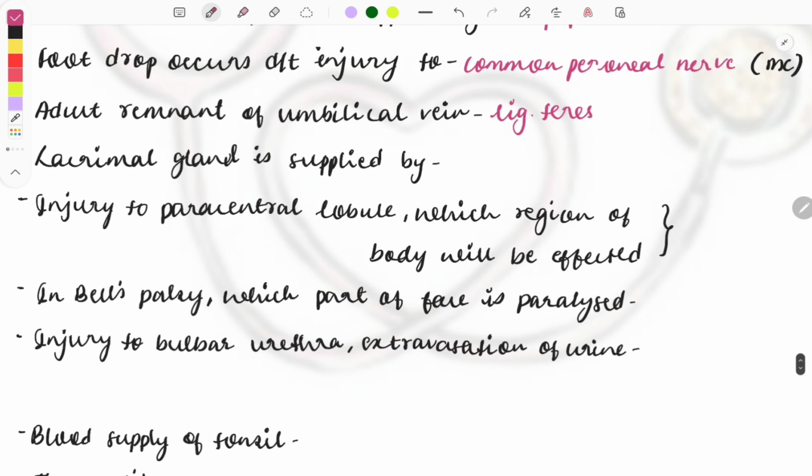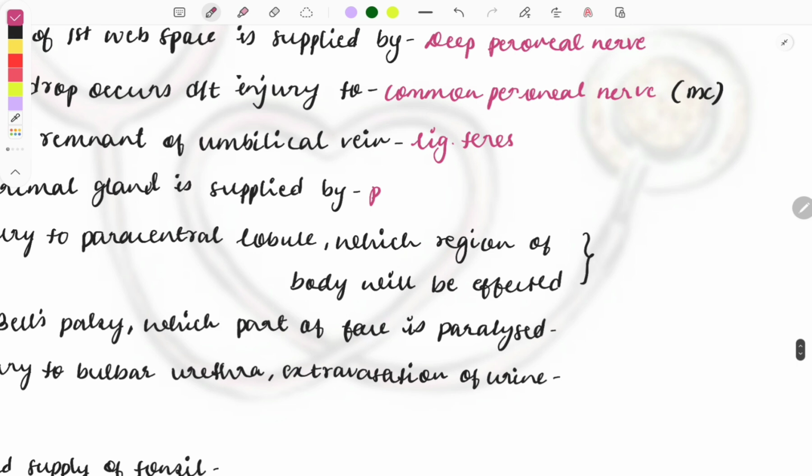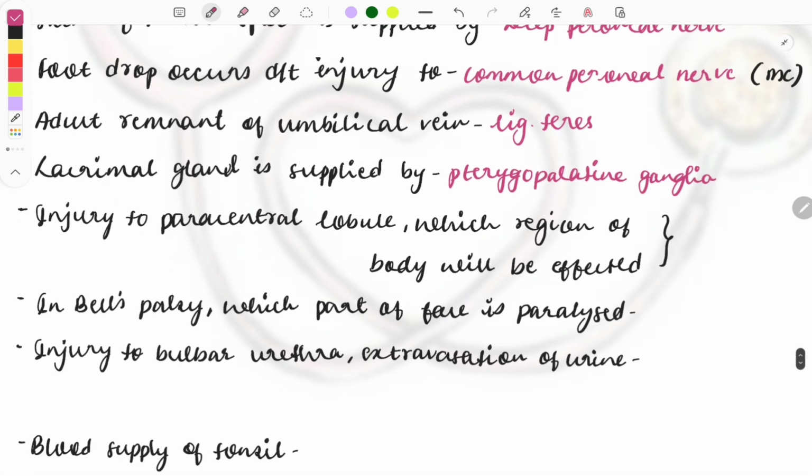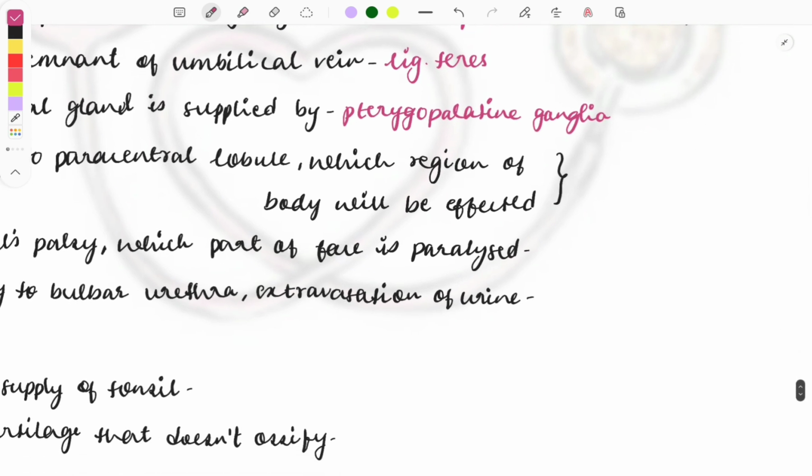Then, the lacrimal gland is supplied by which nerve? It is the pterygopalatine ganglion which supplies the lacrimal gland. Then moving on to injury to the paracentral lobule: which region of the body will be affected? It is the perineum and the leg.